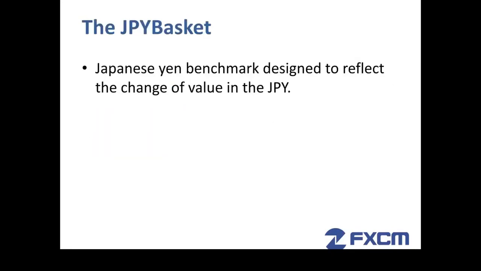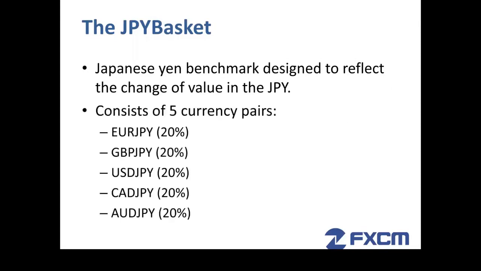The Japanese Yen Basket. This is a new and innovative product exclusive to FXCM, and it is a benchmark designed to reflect the change of value in the Japanese yen. It is made up of 5 currency pairs: the Euro Japanese Yen, the Pound Japanese Yen, the US Dollar Japanese Yen, the Canadian Dollar Japanese Yen, and the Australian Dollar Japanese Yen.